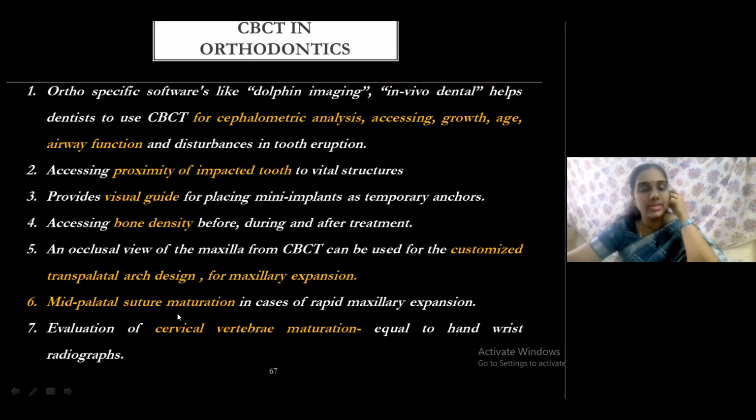Apart from that, you can check for cervical vertebrae maturation. You usually take a hand wrist radiograph to check for the maturation, and this one CBCT image will comprise all these things. And if you're planning for mini implants or mini screws, the exact location of placement of those mini screws can also be determined with the help of CBCT.